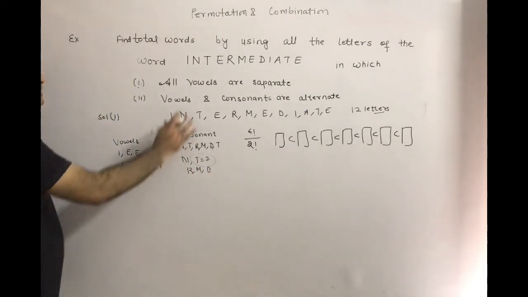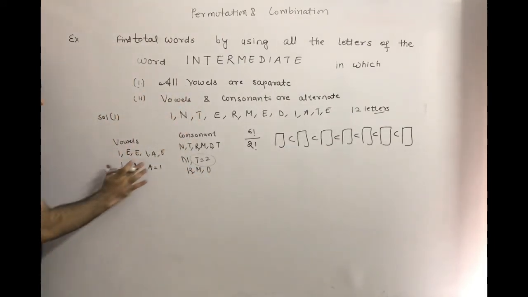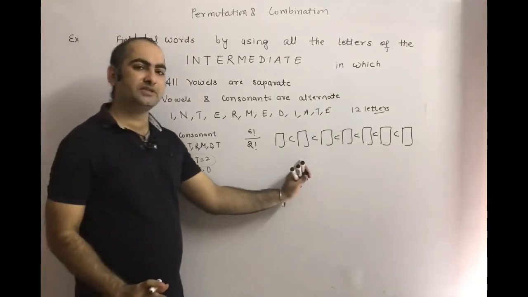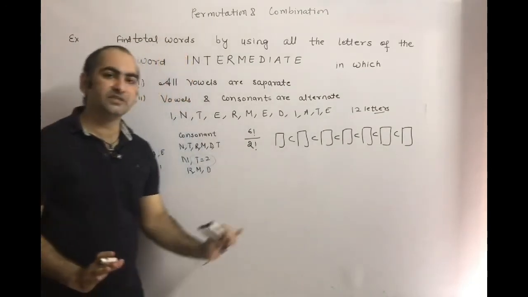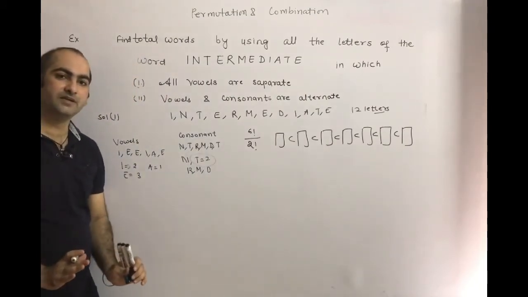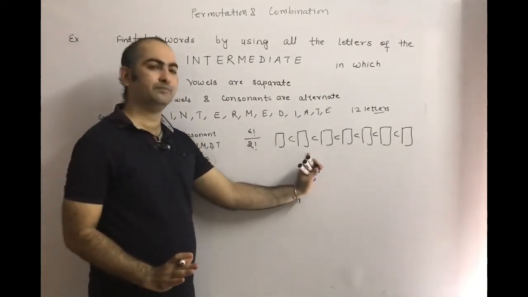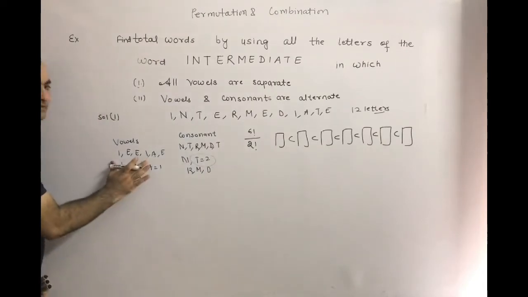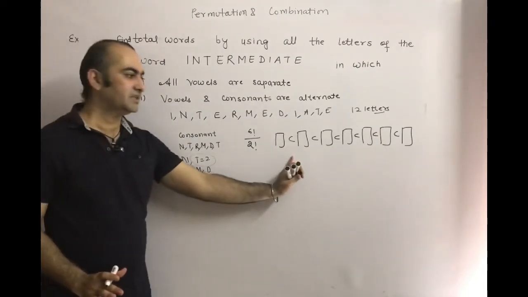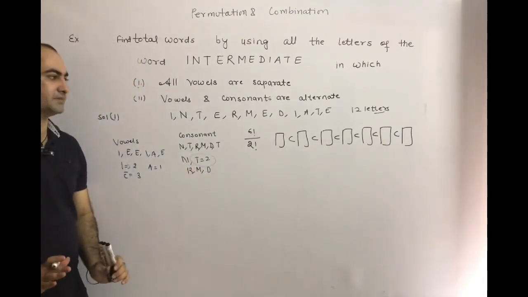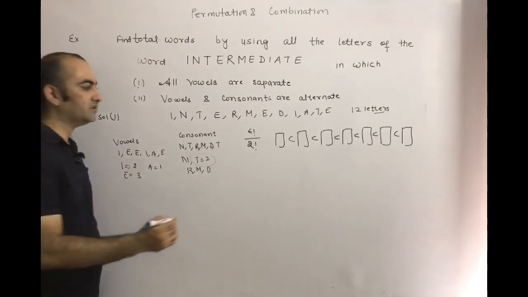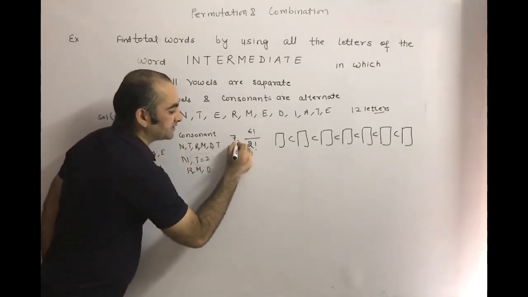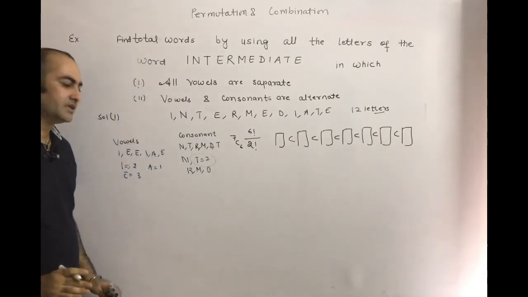We want vowels to be separate. How many vowels are there? There are 6 vowels. If you put the 6 vowels in 7 gaps, we can say that the vowels are separate because the gaps are separate. But we have 6 vowels and 7 gaps, so first you have to select 6 gaps out of 7 gaps. So the selection of 6 gaps is 7C6.